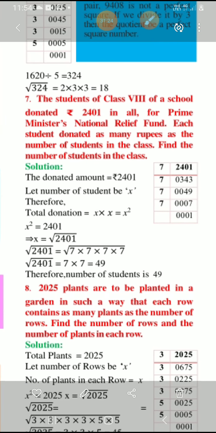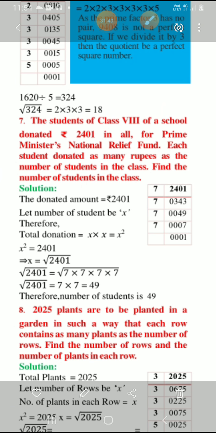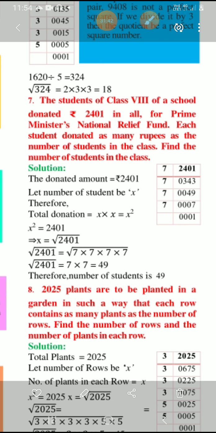And next, the 7th problem. The students of class 8 of a school donated 2401 rupees in all for the Prime Minister's National Relief Fund. Each student donated as many rupees as the number of students in the class. Find the number of students in the class.